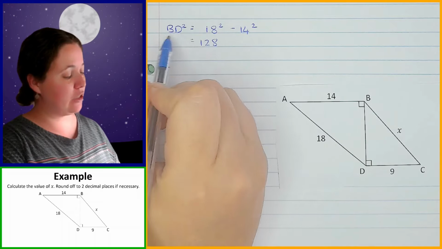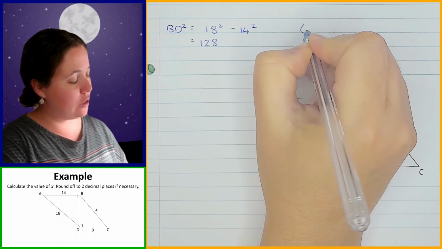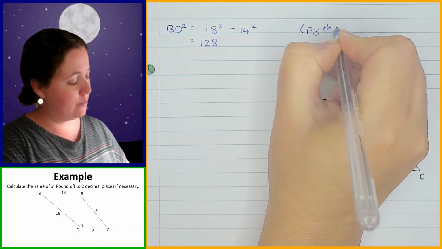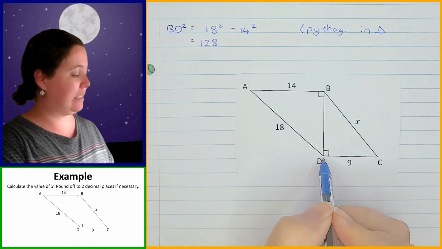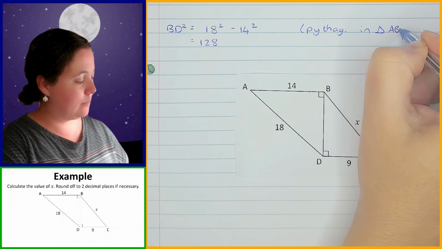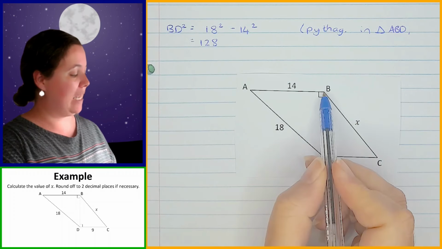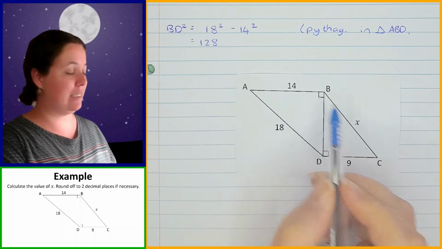Okay, now the reason that I could say this over here is because of the Pythagorean theorem. In triangle ABD, where angle ABD, this angle over here, is 90 degrees.